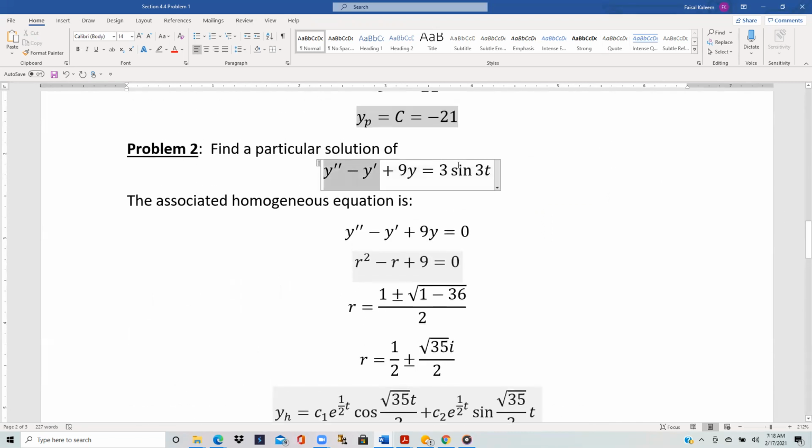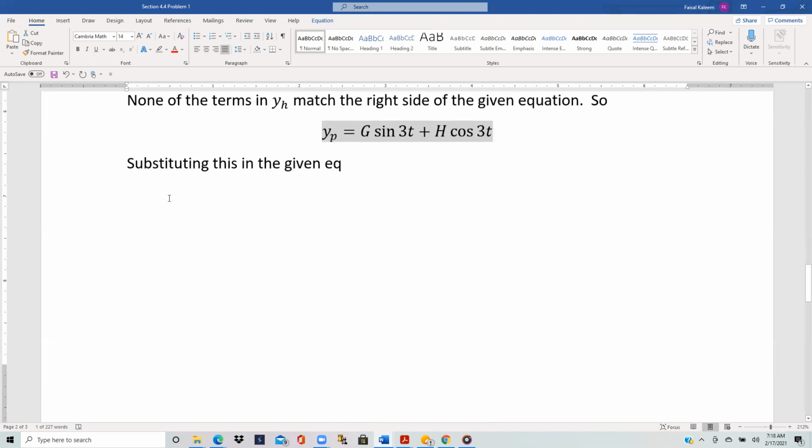So I'll just copy this. That's the given. And for y double prime, okay, let's first do the y. y will be g sine 3t plus h cos 3t. And now y prime is the derivative of this. So let's take the derivative of this.